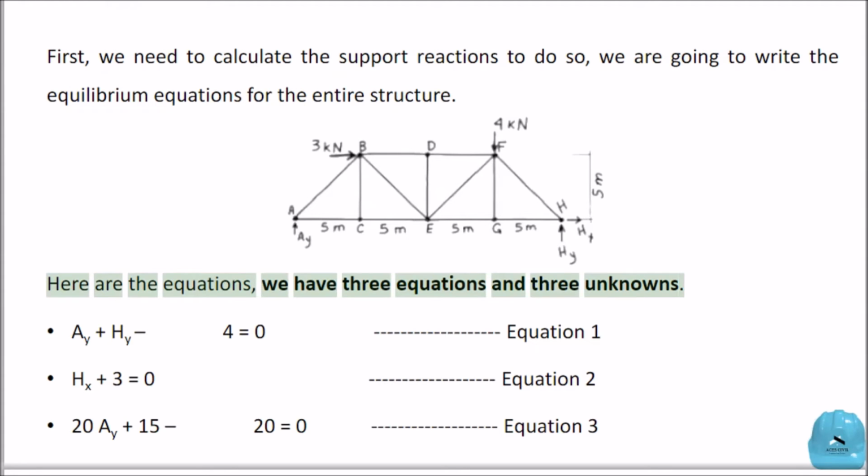Here are the equations. We have 3 equations and 3 unknowns: Ay, Hx and Hy. Ay minus 4 equals 0. Equation 1. Hx plus 3 equals 0. Equation 2. 20Ay plus 15 minus 20 equals 0. Equation 3.